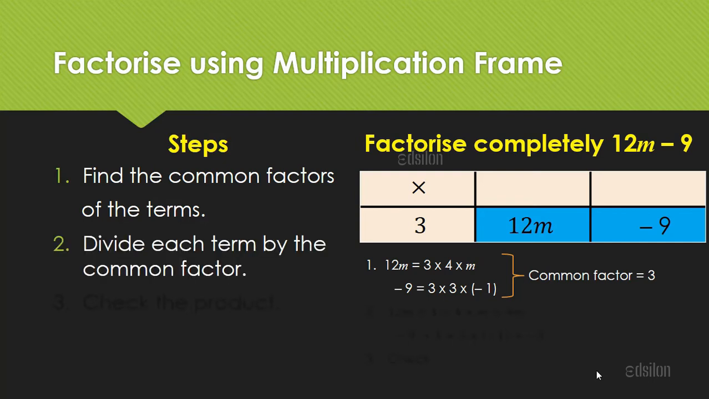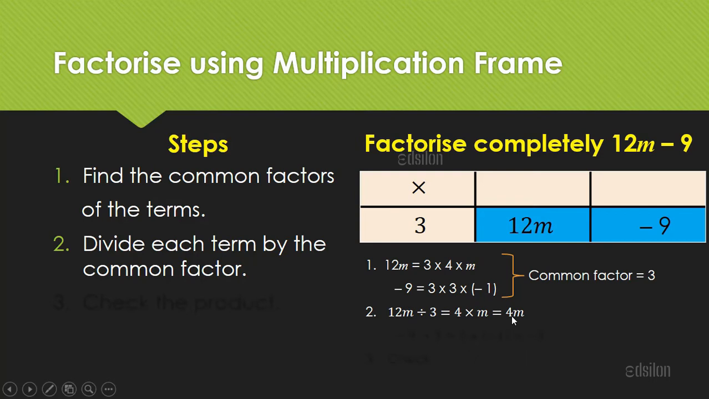Step 2. Divide each term in the blue boxes by the common factor. What do I mean by that? Let's take a look at 12m. Divide 12m by the common factor 3. What is the answer? Let's look at this. 12m divided by 3, we are left with 4 times m. So the answer is 4m.